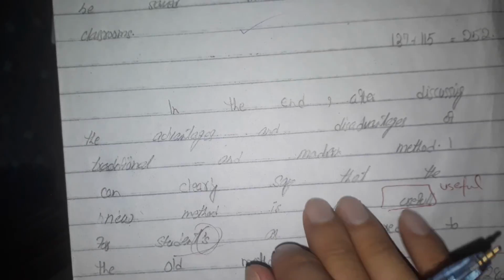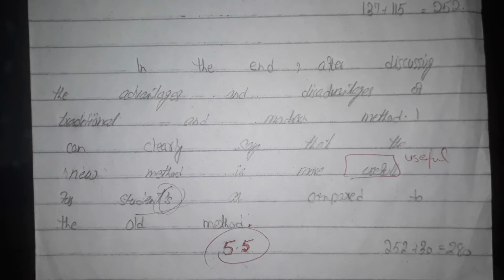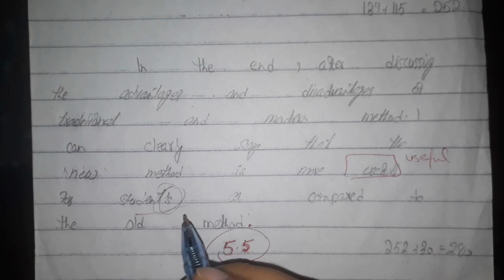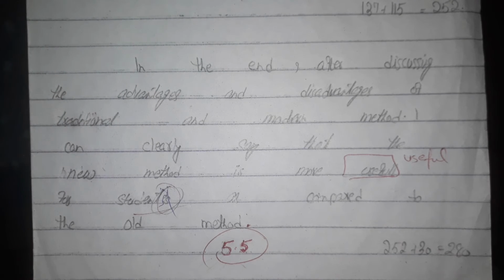There are a lot of mistakes. All right, now let's discuss this conclusion. In the end, after discussing the advantages of traditional and modern methods, I can clearly say that it is more useful for students. There should be no apostrophe, comma, right? Only students.